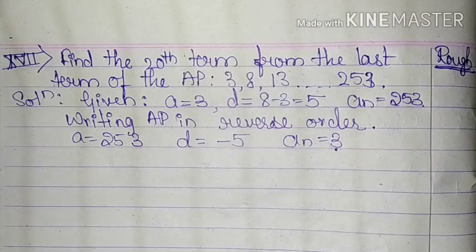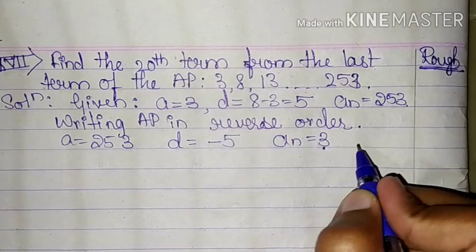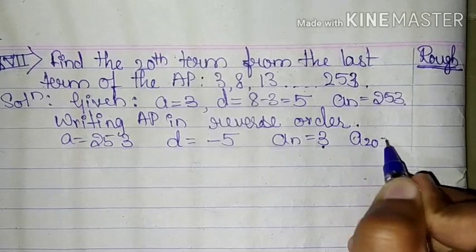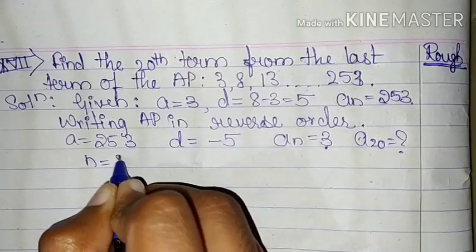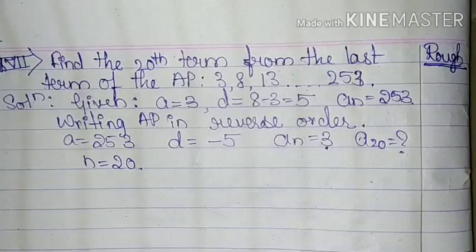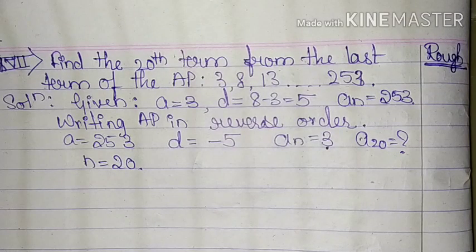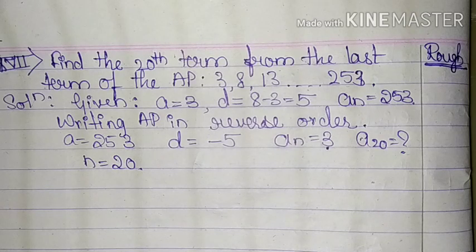I have to find A20. Alright, I have to find A20 is equal to how much? Then N is equal to 20. So now it will be easy for us to calculate, right? We just have to calculate AN. When A is equal to 253, the common difference D is minus 5, because we considered our AP in reverse order, and the value of N is 20.